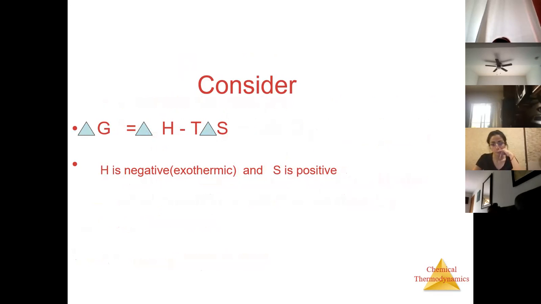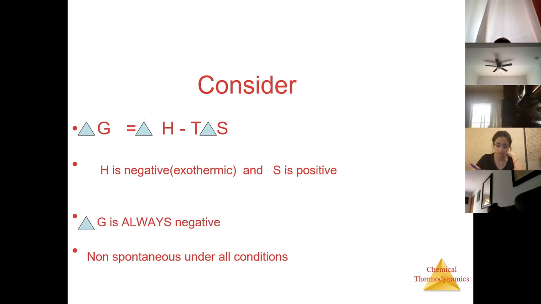All right, if delta H is negative in exothermic reactions and S is positive, that means I have a negative delta H subtracting a positive S. Negative subtracting a positive number, delta G will always be negative. It's going to be non-spontaneous under all conditions.